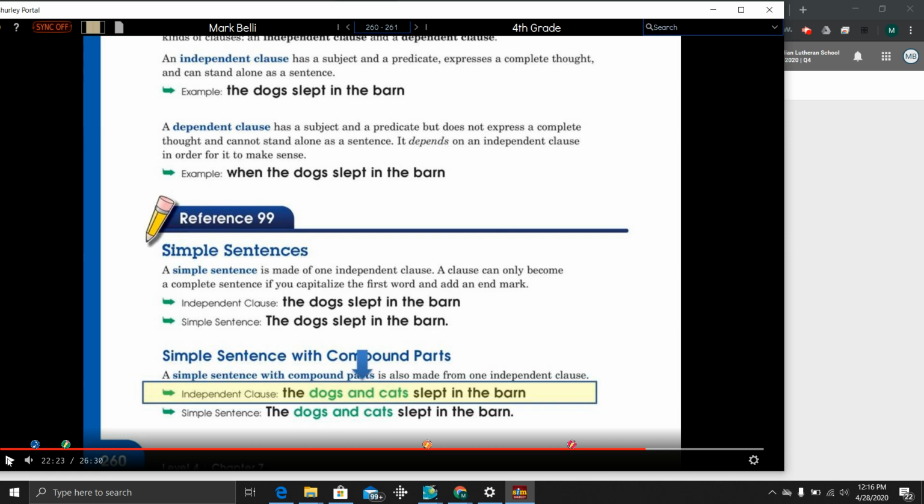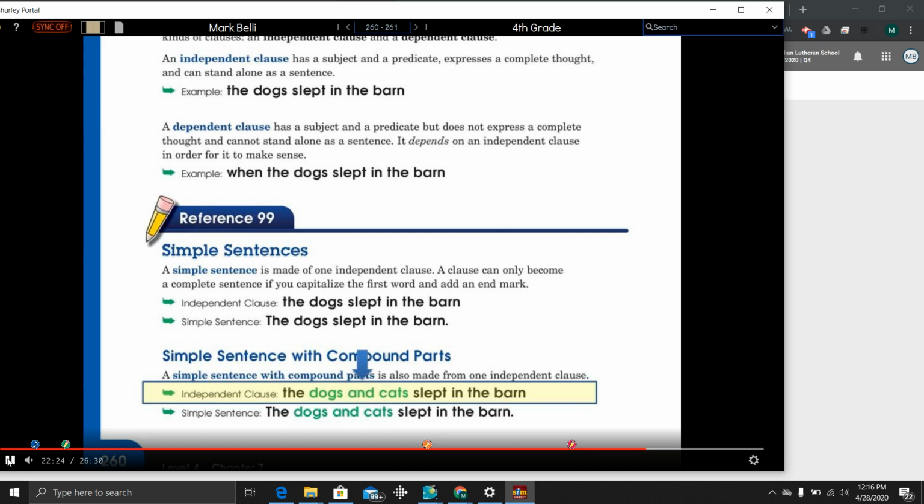Okay, so we have talked about compound and what that word means. Compound means more than one. It's that simple. So if you have a compound subject, you have more than one subject. Dogs, cats are both subjects. So compound simply means more than one.